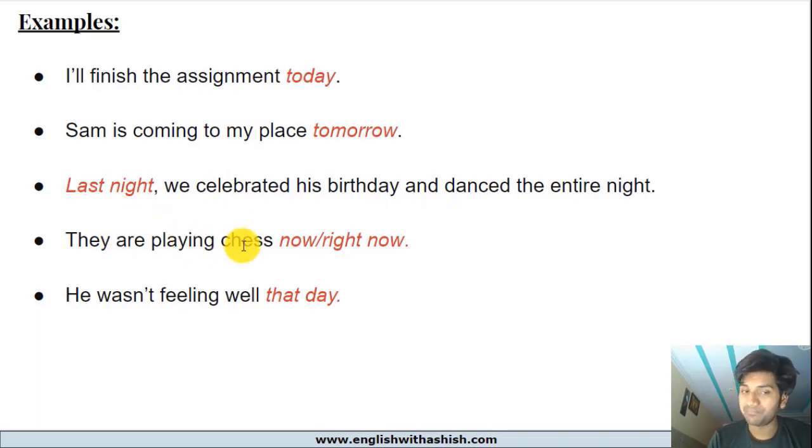They're playing chess right now. They're playing chess now or right now, pointing out the present time. They are doing something, playing chess. When is it happening? Right now, as I speak.